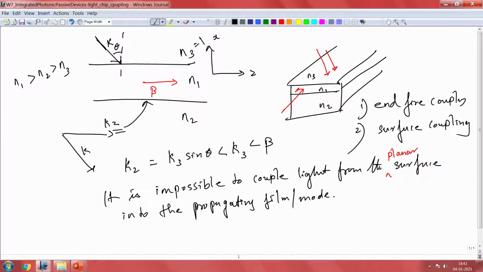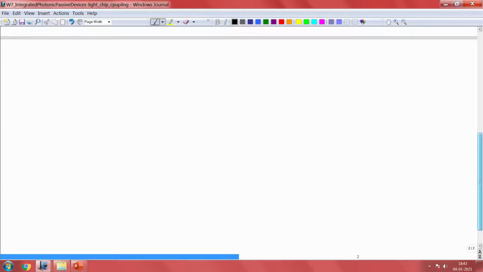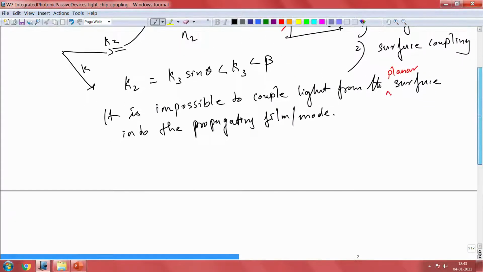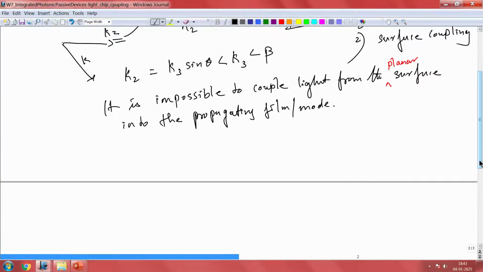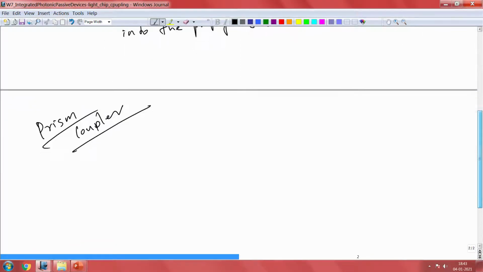It is simply impossible. So, one approach is to attain this phase matching by using some arrangements, right. Some addition to this particular structure is required, and we call that a prism coupling strategy. There is a prism coupler. So, how does a prism coupler look like?